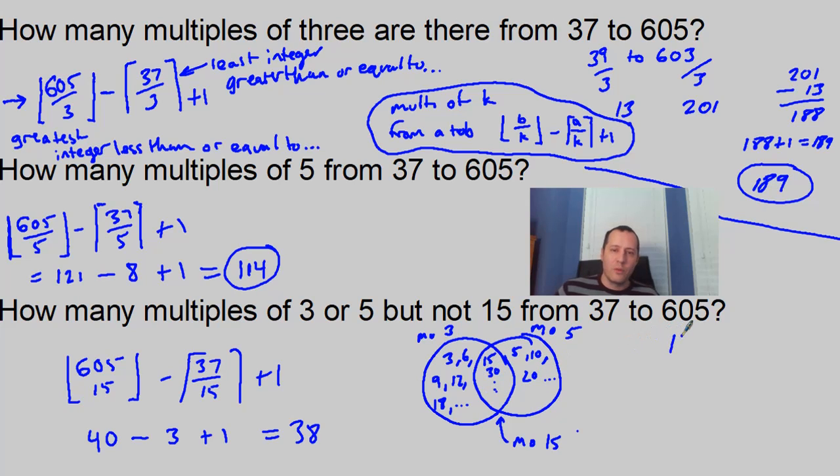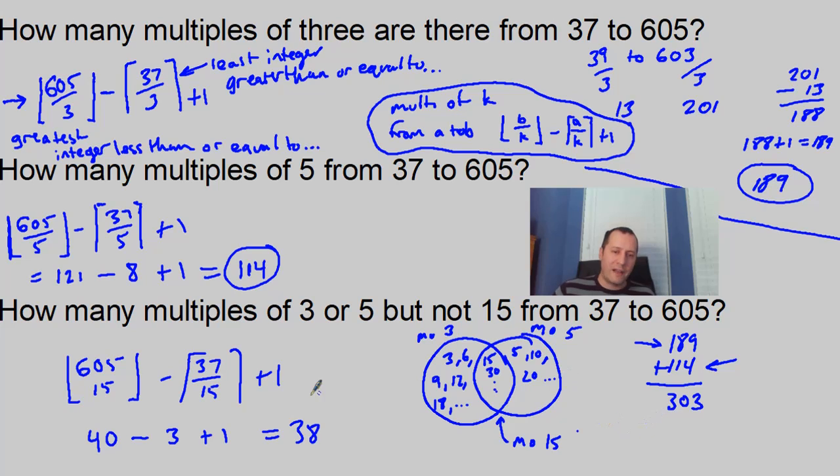If you take 189 plus 114, we're going to get 303. And then the problem is, not only have we counted the multiples of 15, we've actually counted them twice, right? We counted the multiples of 15 in here 2 times because they're in here with the multiples of 3, and they're in here with the multiples of 5.